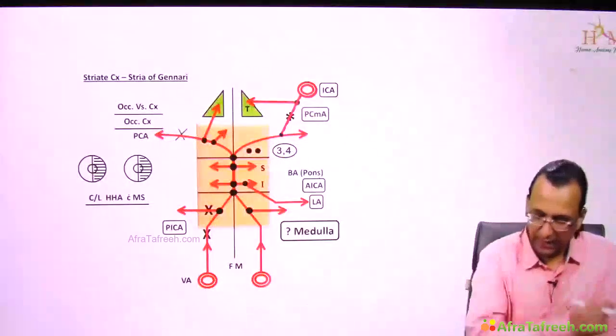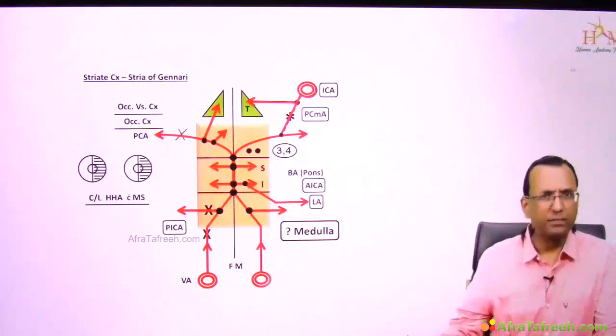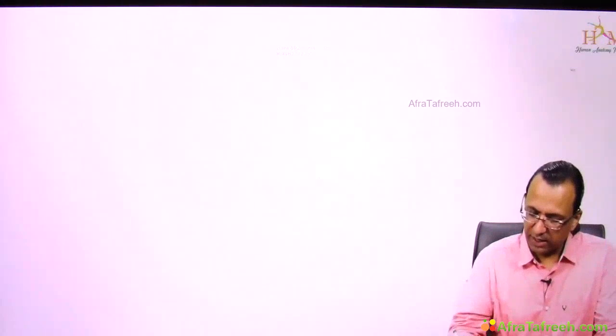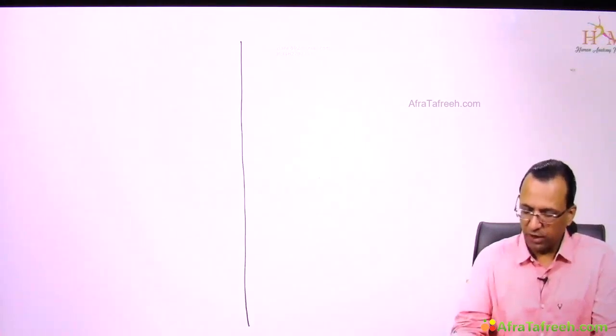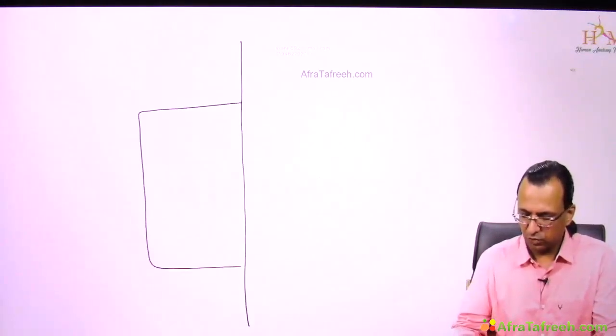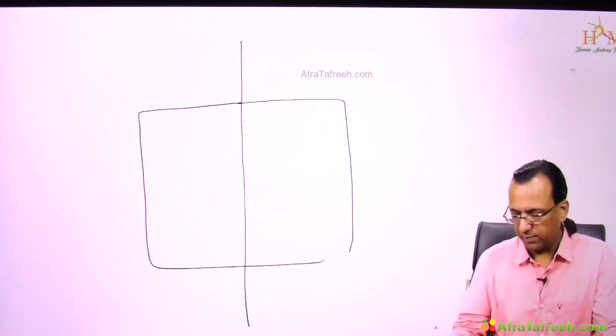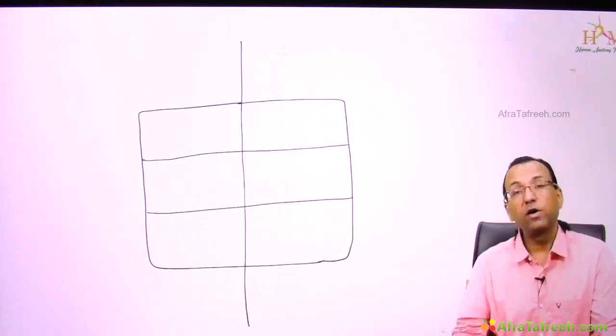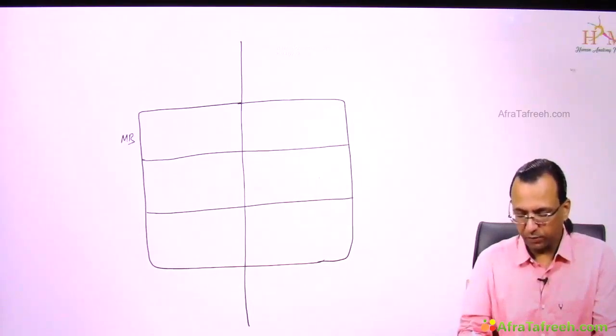And we draw the diagram. So we draw the same diagram. Okay, then let's do it. See, this is the midline of the body and a front view of the brainstem. Then you have to talk about the three parts of the brainstem, which are the midbrain, the pons and the medulla oblongata.